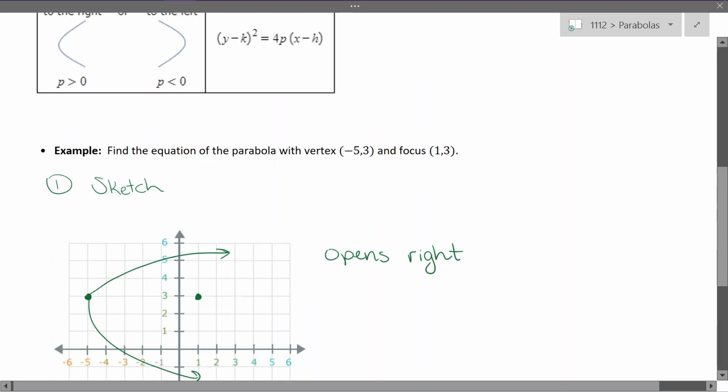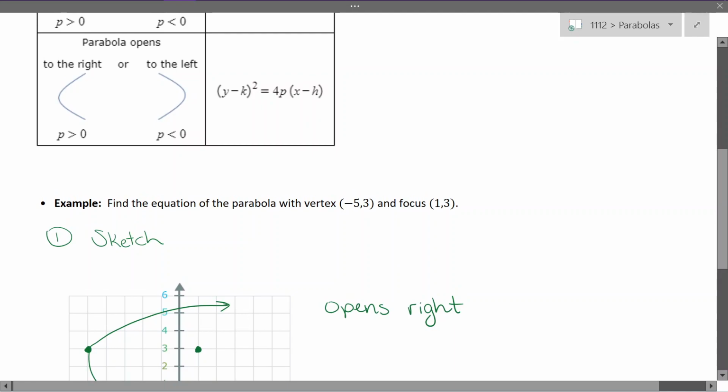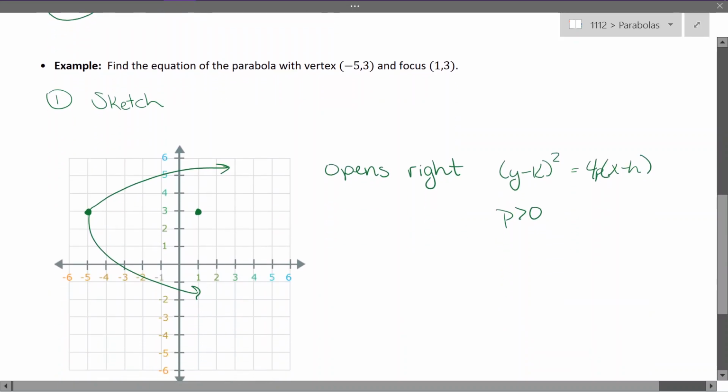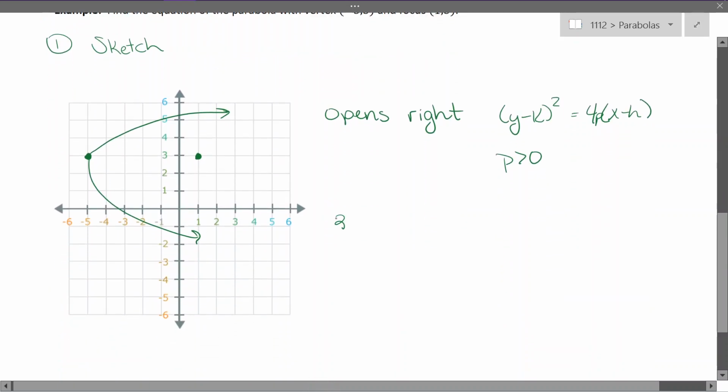So that tells us, if we look back at our chart, that it has the form (y minus k) squared equals 4p times (x minus h), and that p is greater than 0. So our second step is we want to find p and identify h and k.